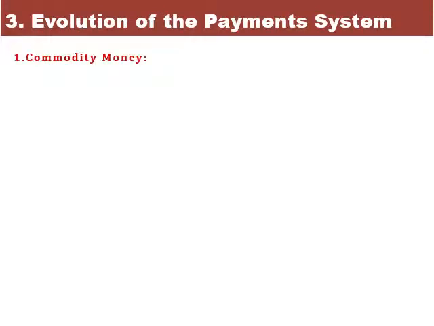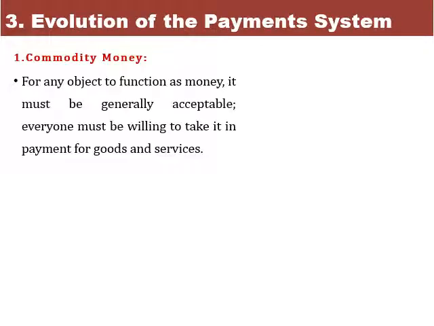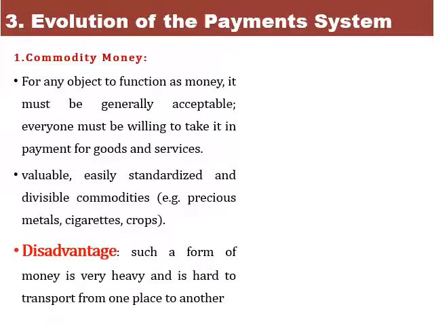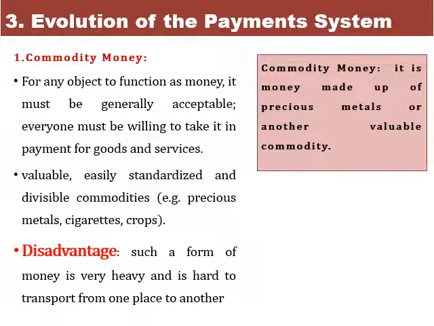So as I said, commodity money must be generally accepted by everyone, and everyone must be willing to take it in payments for goods and services. Also, it must be valuable, easily standardized, and divisible commodities, such as precious metals, cigarettes, and different types of crops such as beans and rice. Based on that, we can define commodity money as money made up of precious metals or another valuable commodity. But the main problem with this type of money is that it's very heavy.